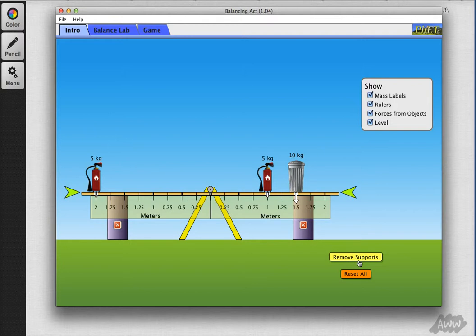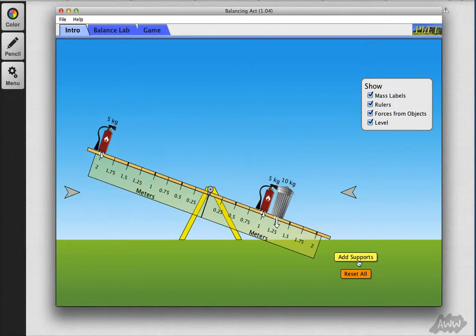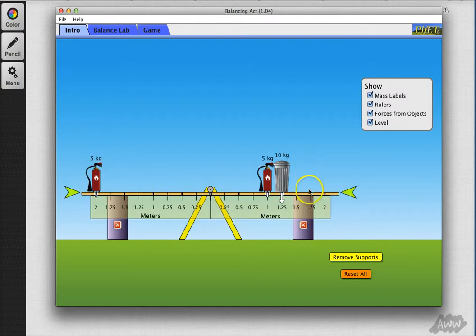So now I obviously need to reduce the turning moment to the right. I can't change the masses, I can only change the distance, so I reduce the distance. I move it to 1.25. Does that work? That doesn't work either. So I need to reduce the right hand side moment, or the clockwise moment, a little more.